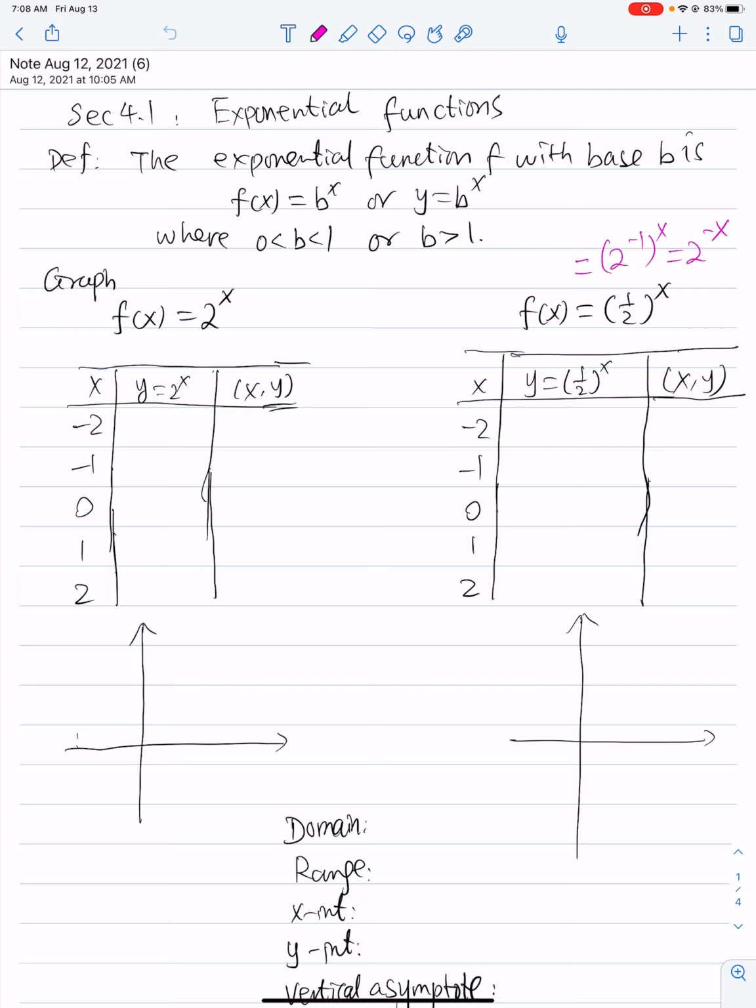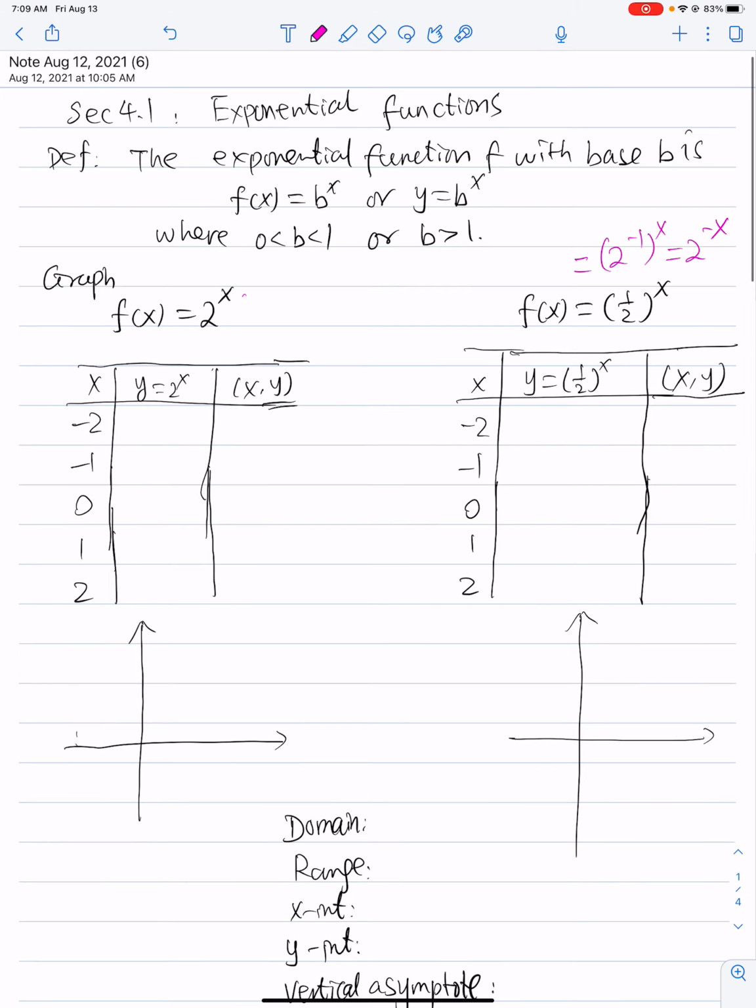Okay, so the next thing we wanted to do is graph f(x) equal to b to the x. I choose two special examples, 2 to the power x and a half to the x. So what should we do here? For 2 to the x, if we wanted to draw the picture, we always choose some special points. The easiest x values to choose are -2, -1, 0, 1, 2. These are the typical 5 points you wanted to choose.